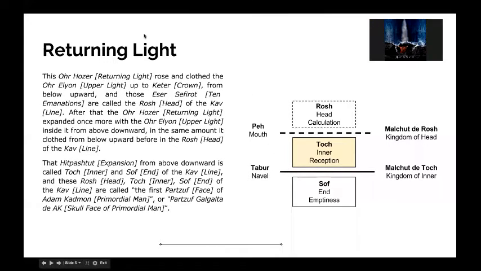Question on the first. This Or Choser rose and clothed the Or Elyon up to Keter, from below upward. My question is, in the beginning, the Or Choser clothed the direct light, and it bounced, basically returned back up to Keter. Is that like the first part? I know there's like 5 levels of how it returns back. According to the 5 Sefirot, does it return back all the way up to Keter on the first run?